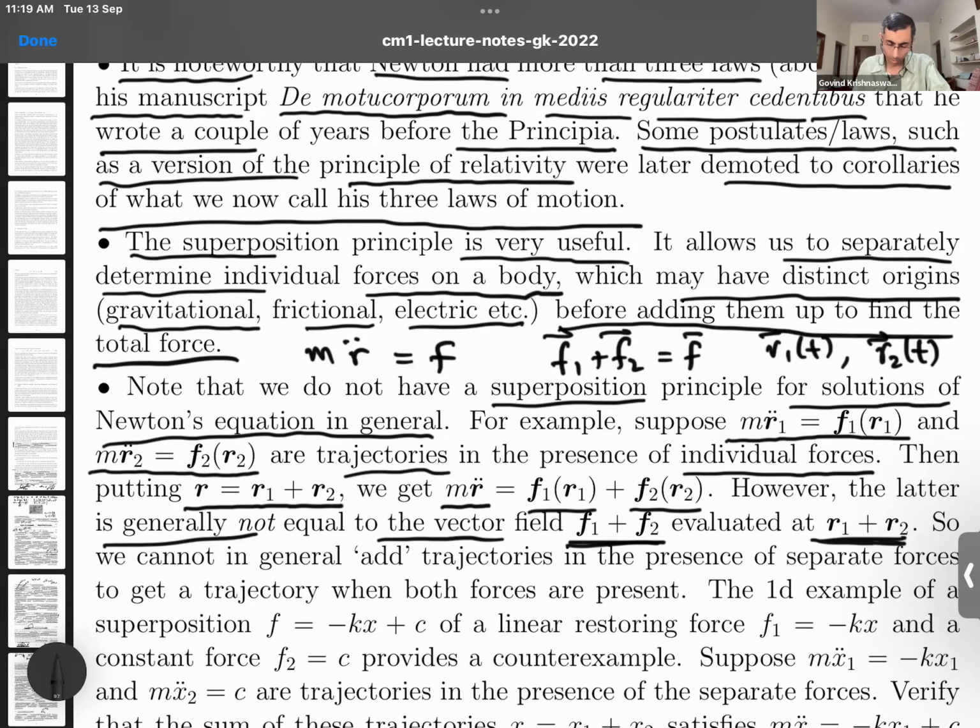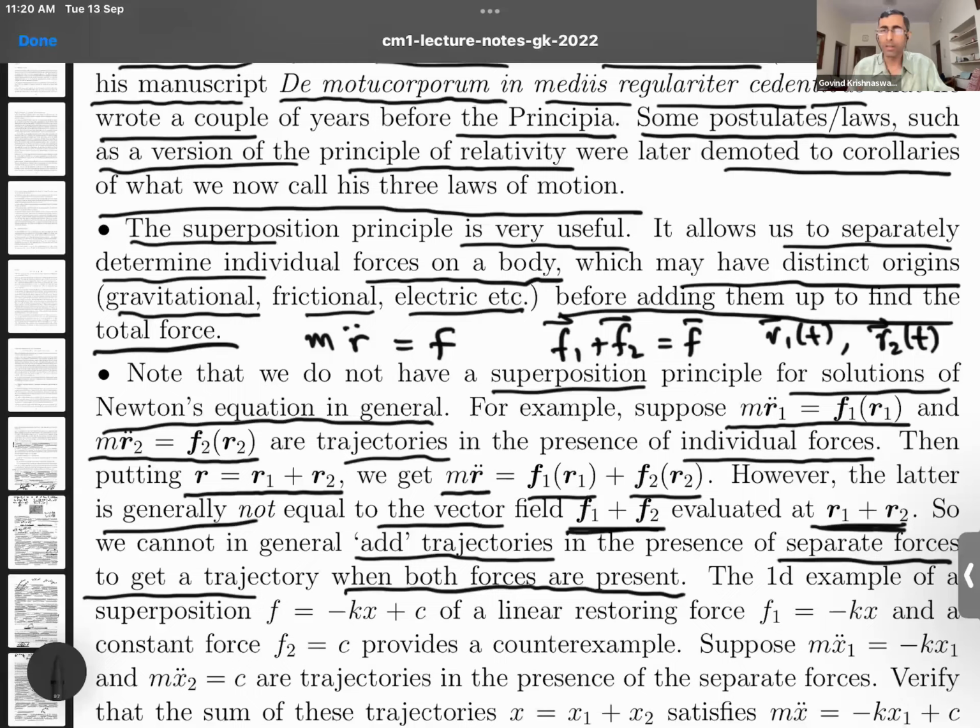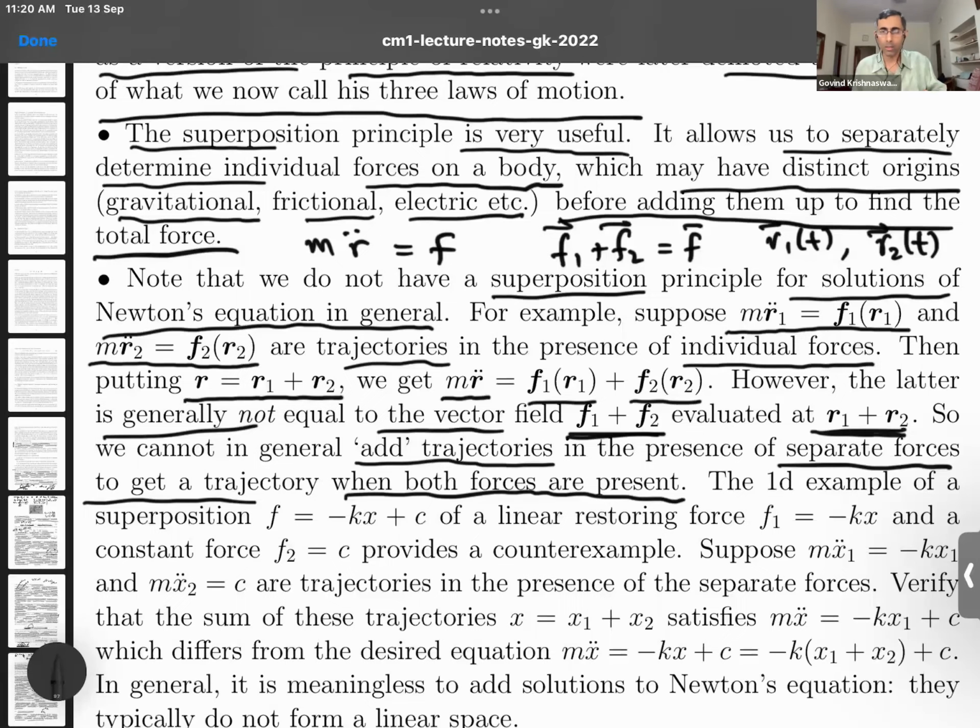So in general, we cannot add trajectories in the presence of separate forces to get a trajectory when both forces are present. Okay. This does not work. The trajectory in the presence of gravity and separately in the presence of friction may be determinable, but you cannot add those two curves and get the true trajectory. That does not work.